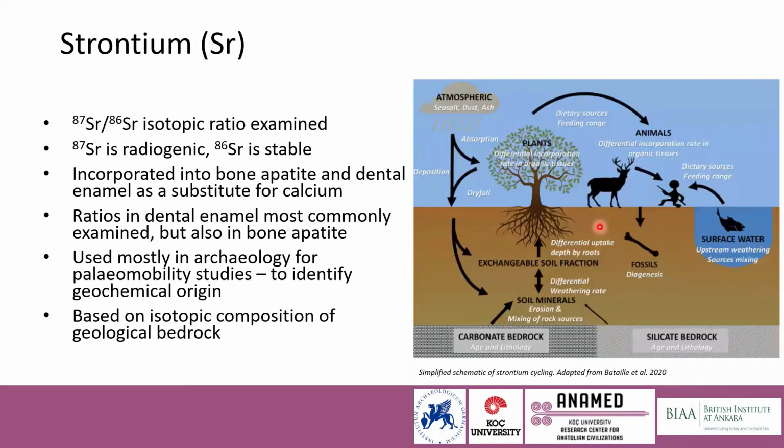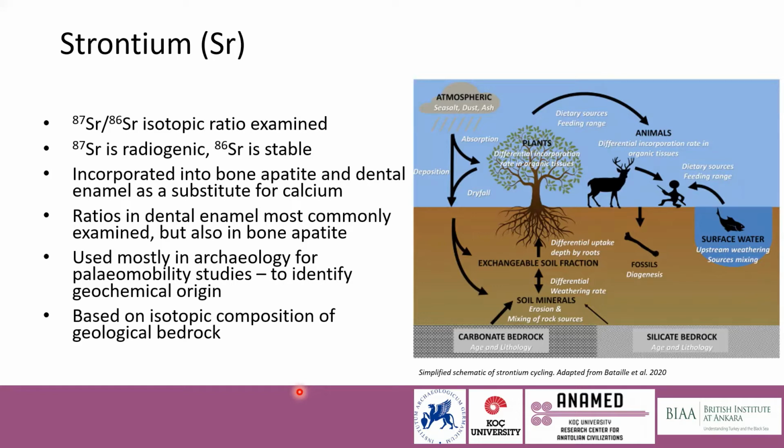And the same for strontium. I know that Jana is going to be talking about strontium applied to animal remains. So I'm just going to give a basic overview of the strontium isotopic ratio we use. It's the isotopic ratio of strontium-87 to strontium-86. 87 is radiogenic, whereas 86 is stable. So because it's not a stable isotope ratio, it's not given in a delta value, unlike the other ones we've looked at so far.